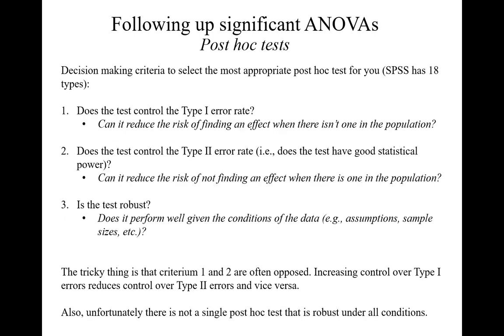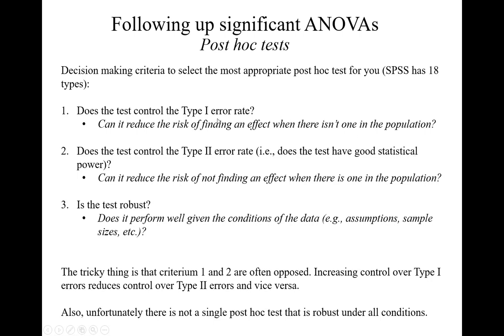So here's the decision-making criteria to select the most appropriate post hoc test for you. Just so you know, SPSS actually has 18 different types of post hoc tests. So here are some decision criteria, some things to keep in mind when you're choosing which type of post hoc test to use. The first thing: does it control for type 1 error rates? Basically that's what they're all for.